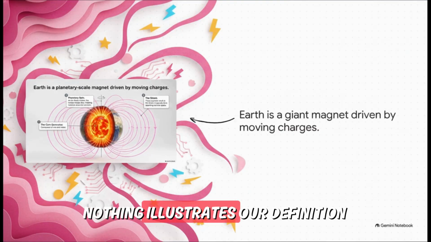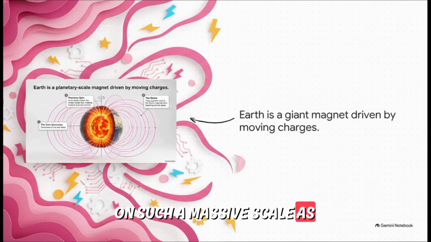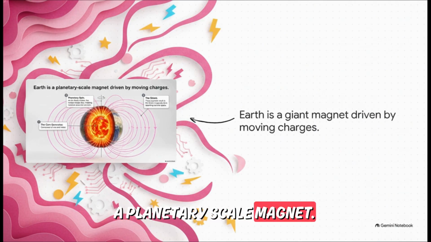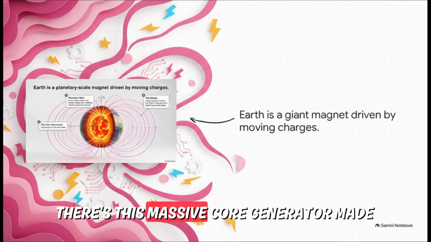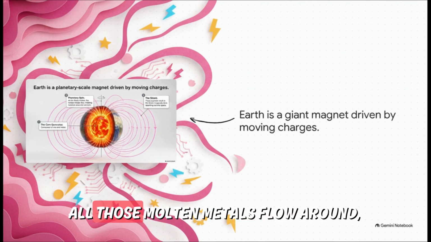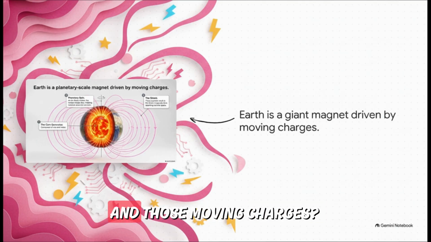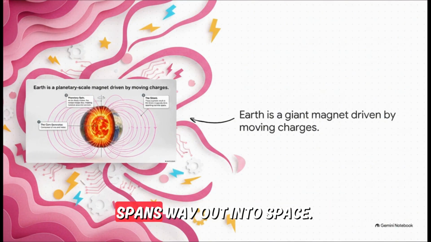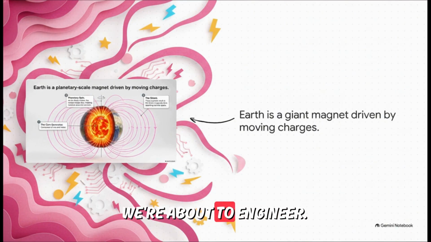And honestly, nothing illustrates our definition quite as brilliantly or on such a massive scale as our own planet. Earth is literally a planetary scale magnet. How cool is that? And why? Well, deep down inside, there's this massive core generator made up of molten iron and nickel. As the Earth spins, all those molten metals flow around, creating these absolutely massive electrical currents. And those moving charges generate this incredible magnetic shield that spans way out into space. Basically, nature is running the exact same physics we're about to engineer.